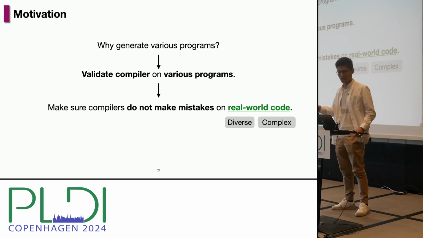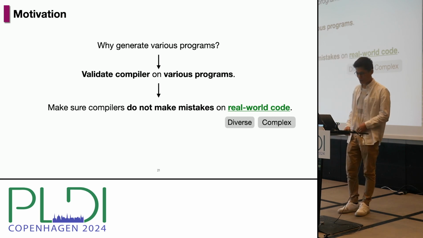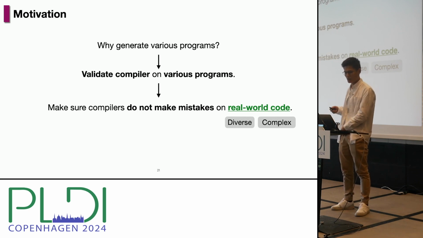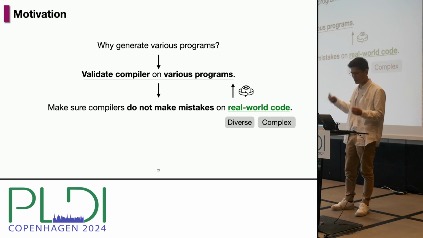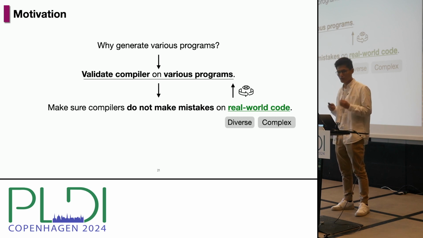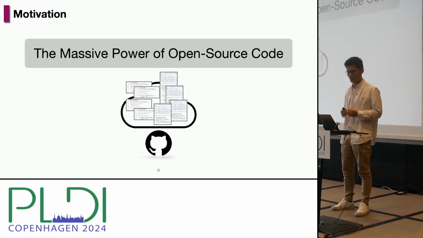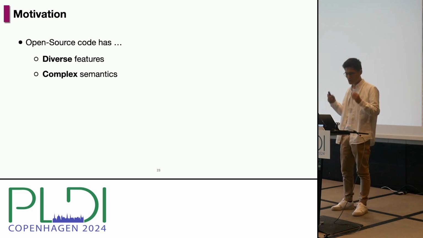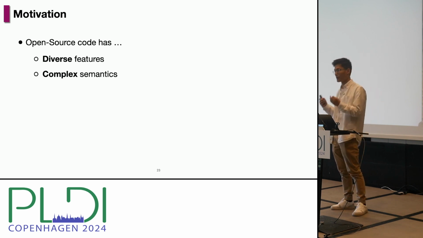They are diverse and they are complex. So our own unique vision and our view to this program generation problem is: why can't we use this real-world code to validate the compilers? This observation motivates our approach, that is to utilize the massive power of open source code, because open source code has diverse features and complex semantics.